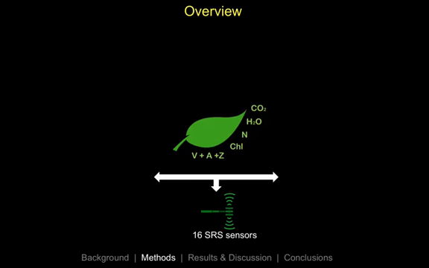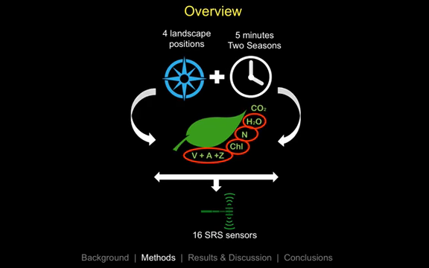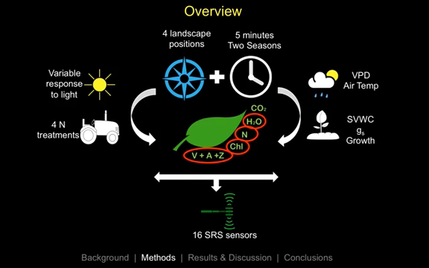There were continuous measurements at these field sites of meteorological conditions, including temperature, precipitation, vapor pressure deficit, and incident irradiance. So to give you an overview of what exactly we were looking at, we wanted to investigate the diurnal and seasonal changes in plant pigments using 16 SRS sensors over 2 seasons to look at all of these plant functional responses at 4 landscape positions, taking 5-minute measurements, again, over 2 seasons, to investigate the variable responses of the plant to light environment, to these 4 nitrogen fertilizer treatments, to vapor pressure deficit and air temperature, to soil volumetric water contents, to stomatal conductance, and leaf area accumulation.